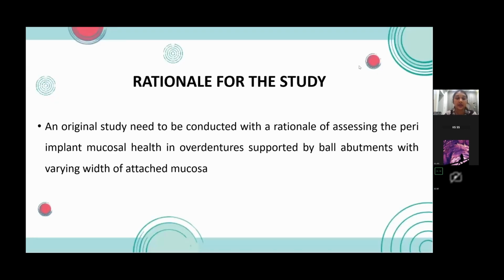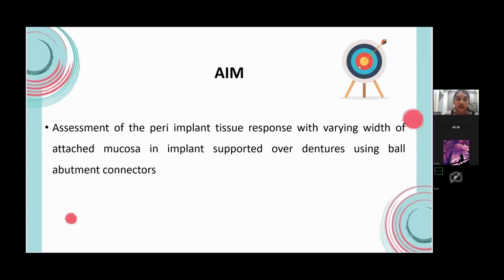Rationale of the study: an original study needs to be conducted with the rationale of assessing the peri-implant mucosal health in overdentures supported by ball abutments with varying widths of attached mucosa. The aim of the study was the assessment of peri-implant tissue response with varying width of attached mucosa in implant supported overdenture using ball abutment connectors.